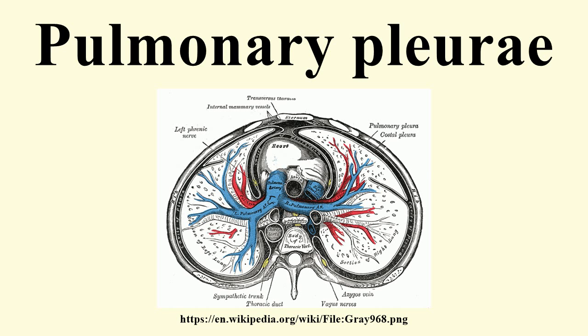Development. The visceral and parietal pleura both derive from the lateral plate mesoderm, which splits into two layers: the somatopleuric mesoderm forming the parietal membrane and the splanchnopleural mesoderm forming the visceral membrane.